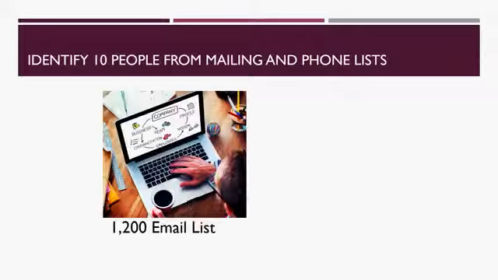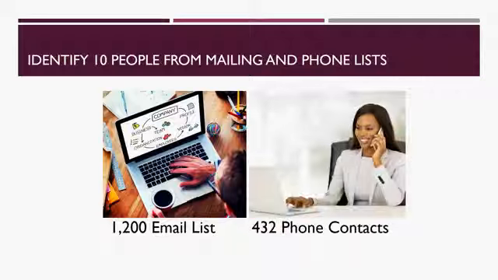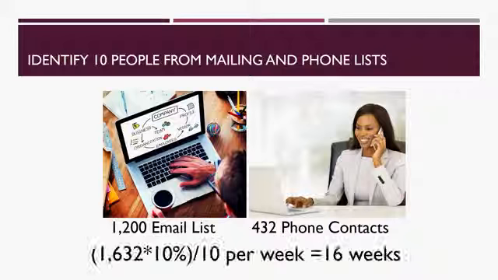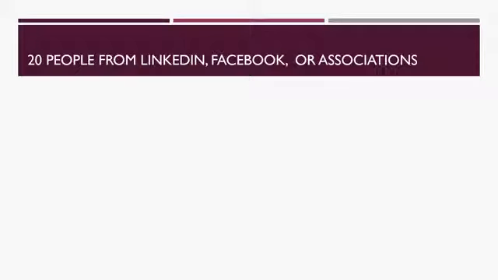You're going to identify, most of us will have about 1,200 people on our email list, maybe 432 in our phone contacts. If you're more quiet and withdrawn, you may not have that many. Now, what we're asking is that's 1,632. If you only do 10% of those, that's 163. At 10 a week, you've got 16 weeks of people right there in those 2 phone lists.